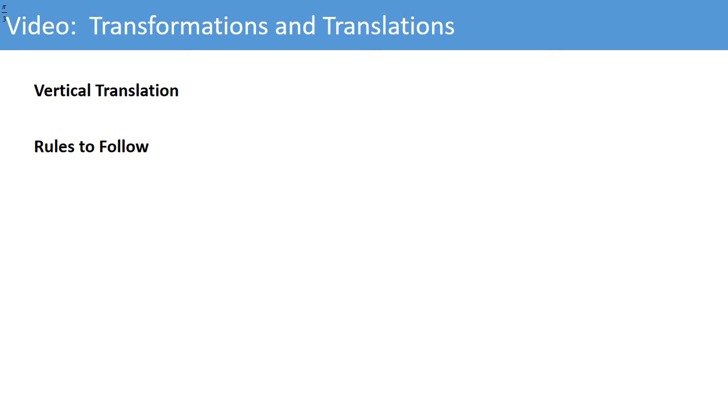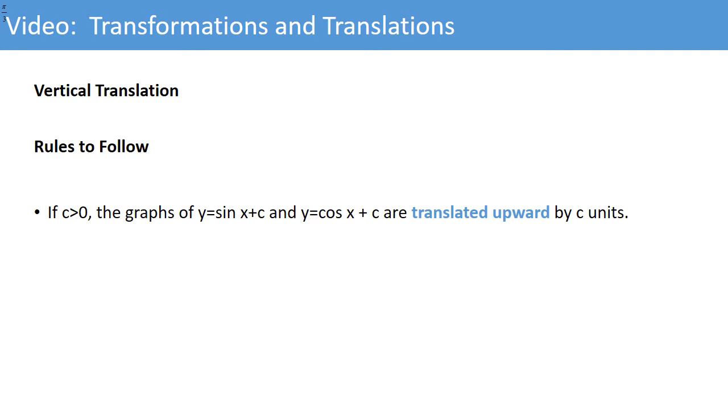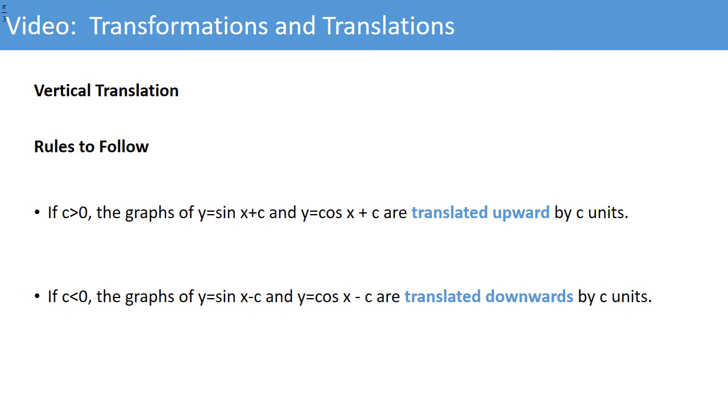So, what are the rules we should follow? If C is greater than 0, the graphs of y equals sine x plus C or y equals cos x plus C are translated upward by C units. But if C is less than 0, the graphs of y equals sine x minus C and y equals cos x minus C are translated downwards by C units.